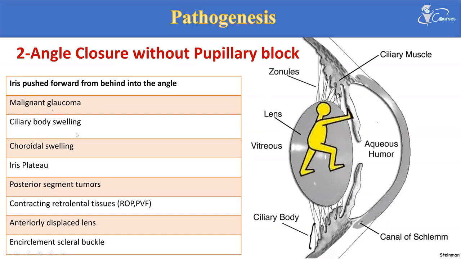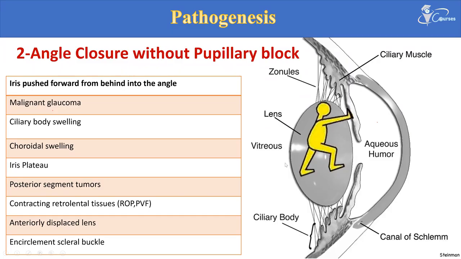Or it could be a ciliary body swelling or a choroidal swelling, such as a ciliary body tumor or choroidal tumor, which will again push the iris forward. It could be an iris plateau, where the iris is pushed forward by an anteriorly displaced ciliary body, making a hump. This hump will close the trabecular meshwork. Posterior segment tumors such as retinoblastoma, or contraction of the retrolental fibers, such as in retinopathy of prematurity or persistent fetal vasculature, as I'm going to show you, will also result in occlusion of the angle by the iris.